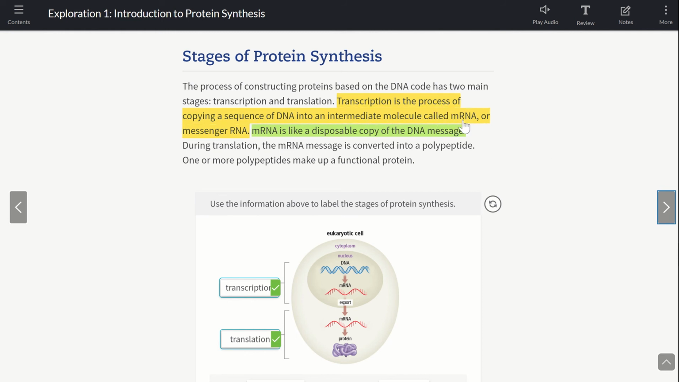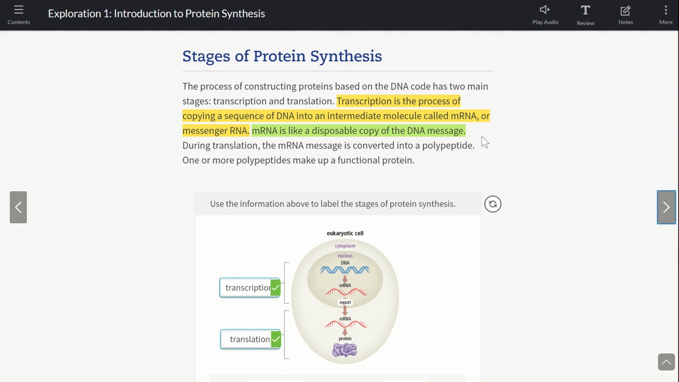RNA, and in this case specifically messenger RNA, is a disposable copy of DNA. Think about it like a Post-it note. If you were gonna write something down and it just needed to be a temporary information storage, you have a pass to another class, or maybe you just want to write down a quick code or password or something like that where it doesn't need to last forever.